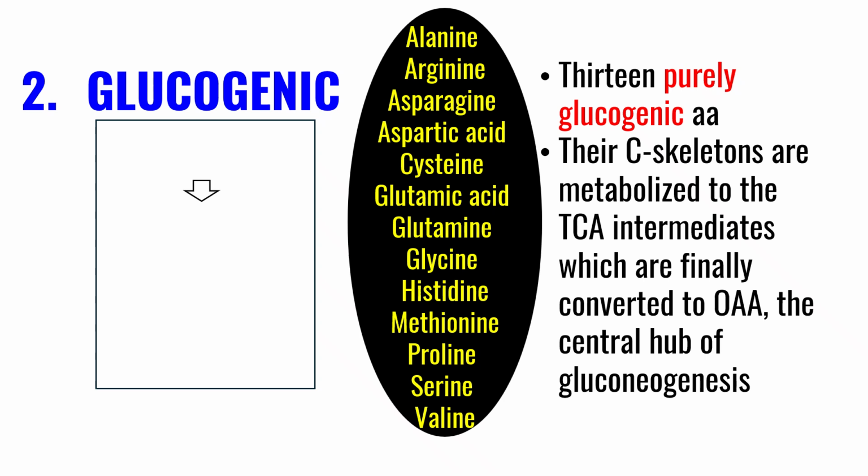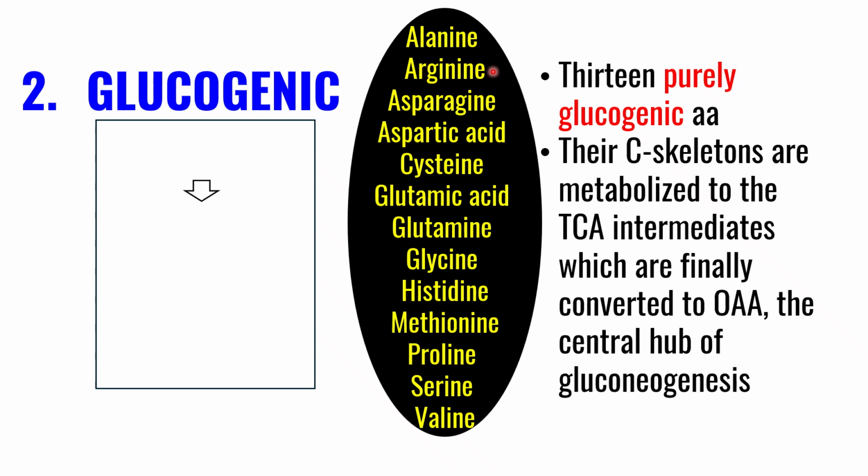So let us discuss glucogenic amino acids, what they are and why they are called glucogenic. There are 13 purely glucogenic amino acids which are listed here: alanine, arginine, asparagine, aspartate, cysteine, glutamate, glutamine, glycine, histidine, methionine, proline, serine and valine. These are 13. You have to memorize them. There is no other way. You can find some mnemonic, but for that too you have to know the names of the amino acids.